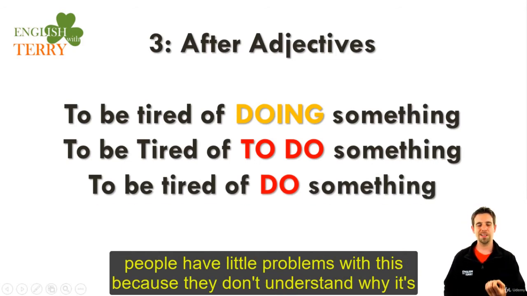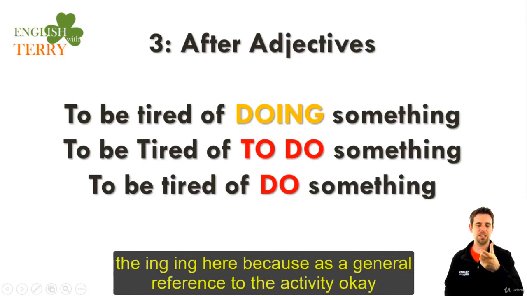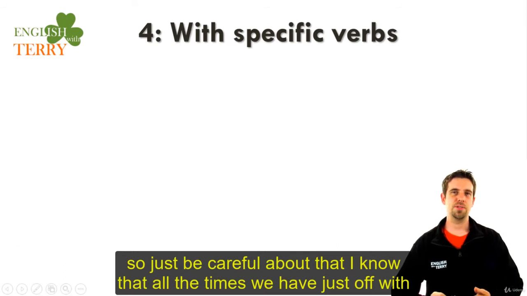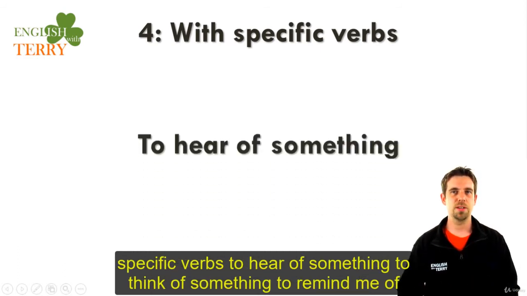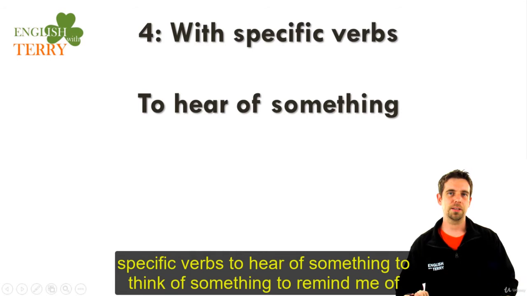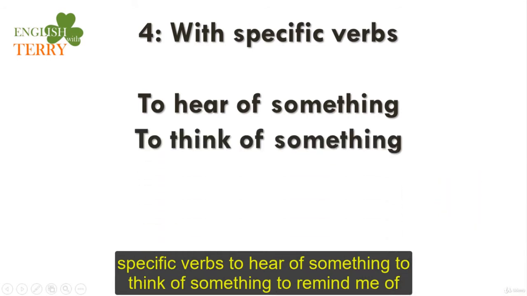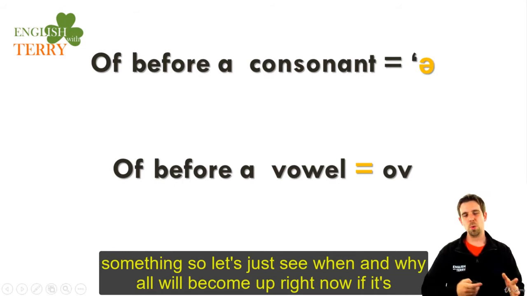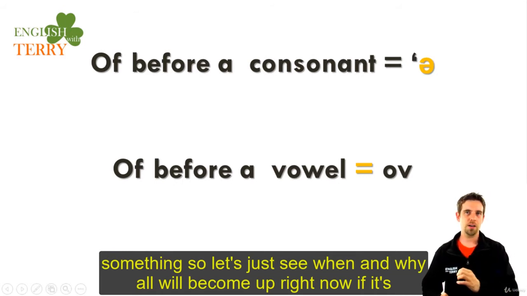A lot of people have little problems with this because they don't understand why it's the "ing". It's because it's a general reference to the activity, okay? So just be careful about that. Other times we have just "of" with specific verbs: to hear of something, to think of something, to remind me of something.